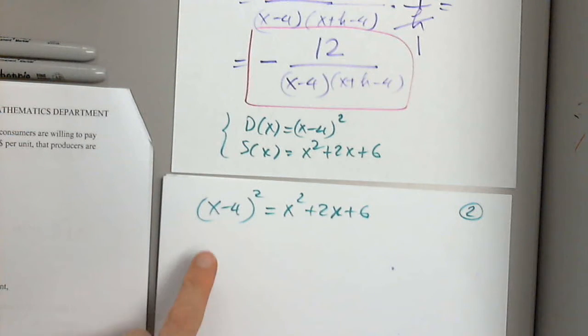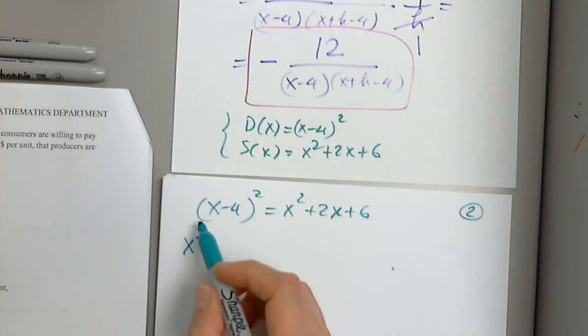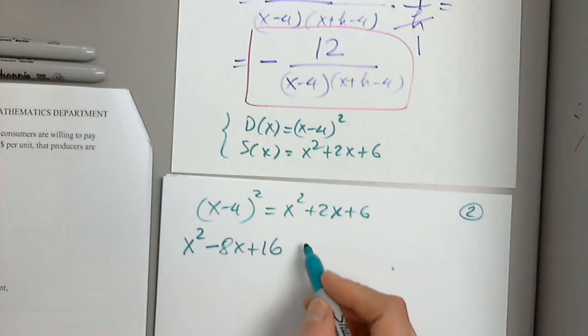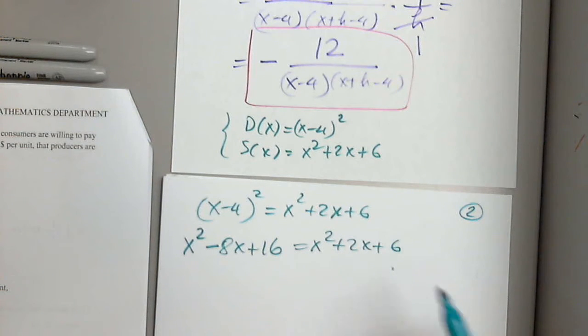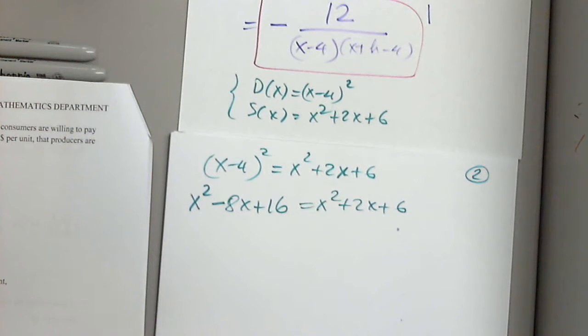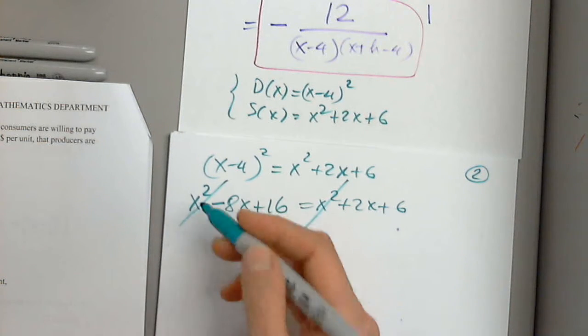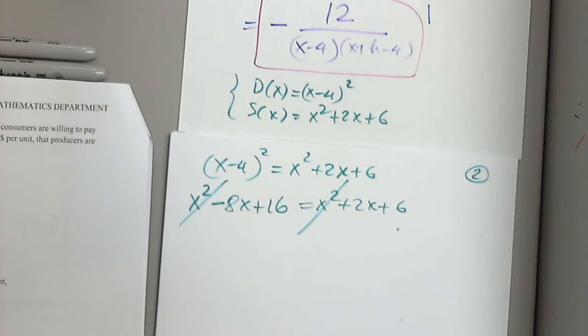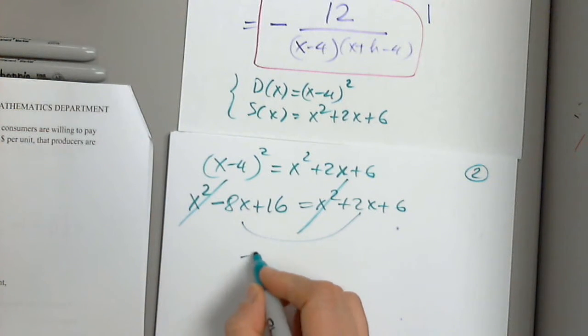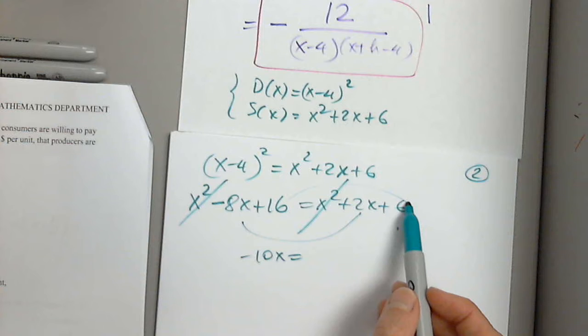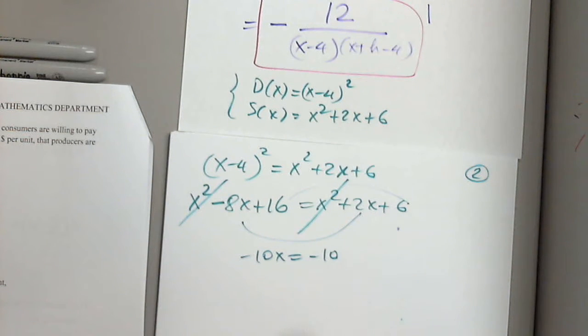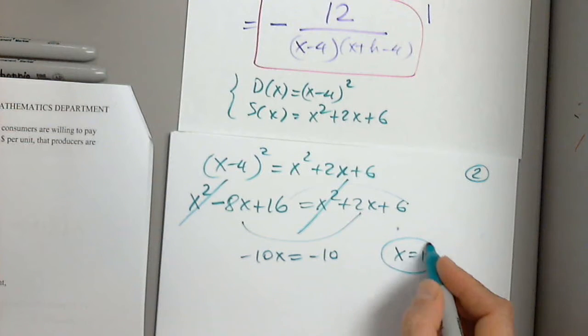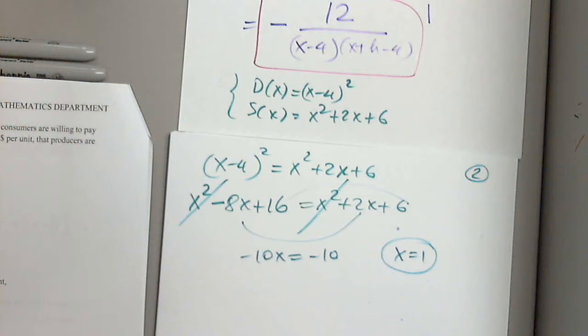Okay. So the left-hand side has how many terms? 3. Very good. x squared minus 2 times the first times the second, plus the second term squared, equals x squared plus 2x plus 6. Quadratic, I expect two solutions. However, these two go away, so it's no longer quadratic. I move 2x to get negative 10x, and I move negative 16 to get negative 10. Indeed, x equals 1. So then the break-even point has 1 comma.